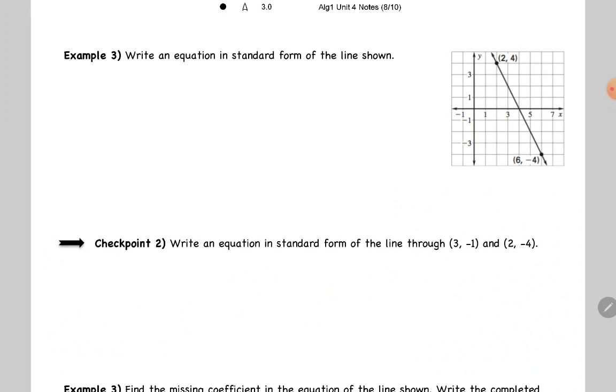Okay, so they give us a graph, and they give us 2 points. Write an equation in standard form of the line shown. So what do we do?